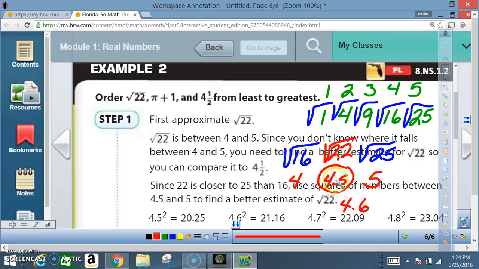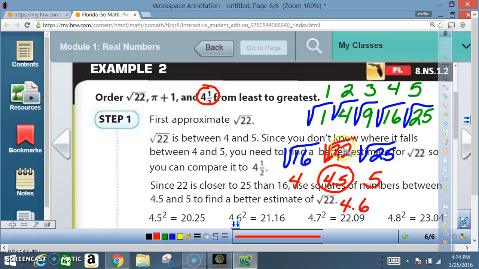But the problem we have there is normally 4.5 would be a good approximation. We can stop right there. But if we look at our list, we see that we have 4 1/2. 4 1/2 is also equal to 4.5. So that means we have to be a little bit more accurate with the square root of 22. And the way you become more accurate is you look at 22 and you ask yourself, is 22 closer to 16 or is it closer to 25? In this case, 22 is closer to 25.